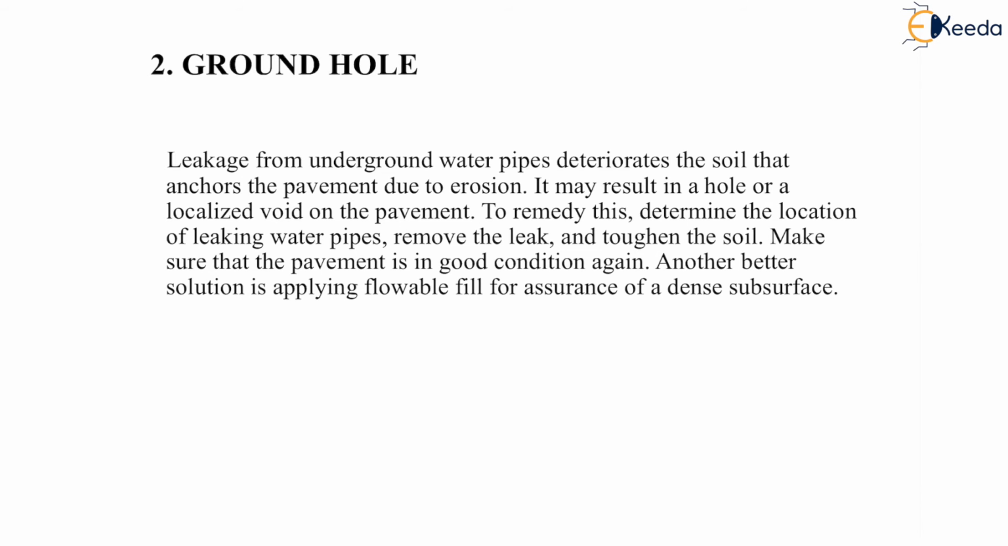To remedy this, determine the location of leaking water pipes, remove the leak and toughen the soil. It means that to rectify this, we have to determine the location of leaking water pipes, remove that leak, and toughen the soil or make the soil dense enough so that failure will not take place. Make sure that the pavement is in good condition again. Another better solution is applying flowable fill for assurance of dense subsurface.